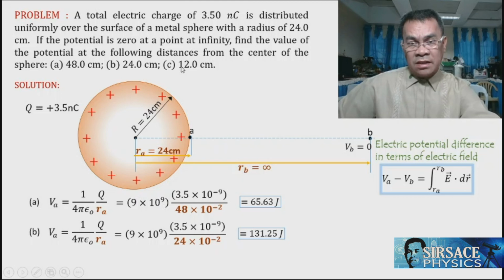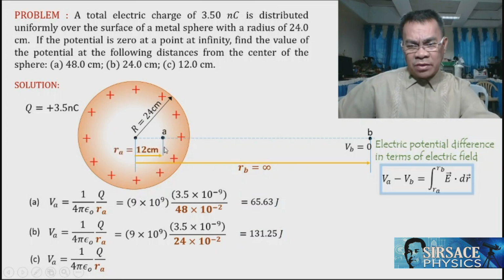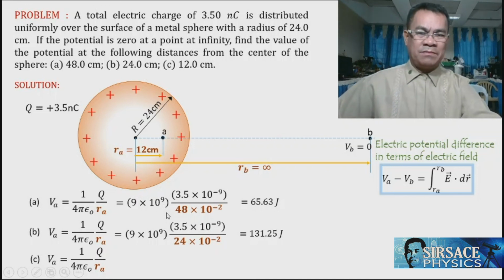In letter C, you are asked to solve for what? The electric potential inside, and that will be 12 centimeters. This is 24, so the 12 centimeters is at the center, the radius divided by 2. What is the electric potential at that point? What is your answer?